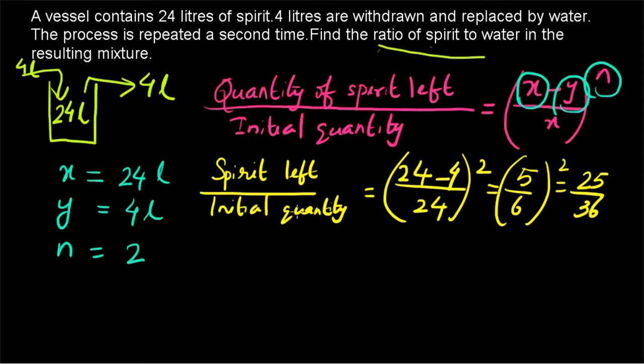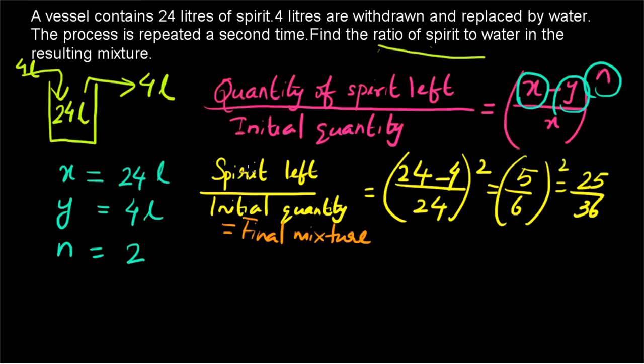We have the spirit in the final mixture to the initial quantity, and this initial quantity will be the same as the quantity of the final mixture. Whatever the initial quantity is, it is preserved as such, because when x liters of liquid is taken, it is replaced by x liters of water. Again x liters of the mixture is taken and replaced by x liters of water. So the initial quantity and the quantity of the final mixture are the same.